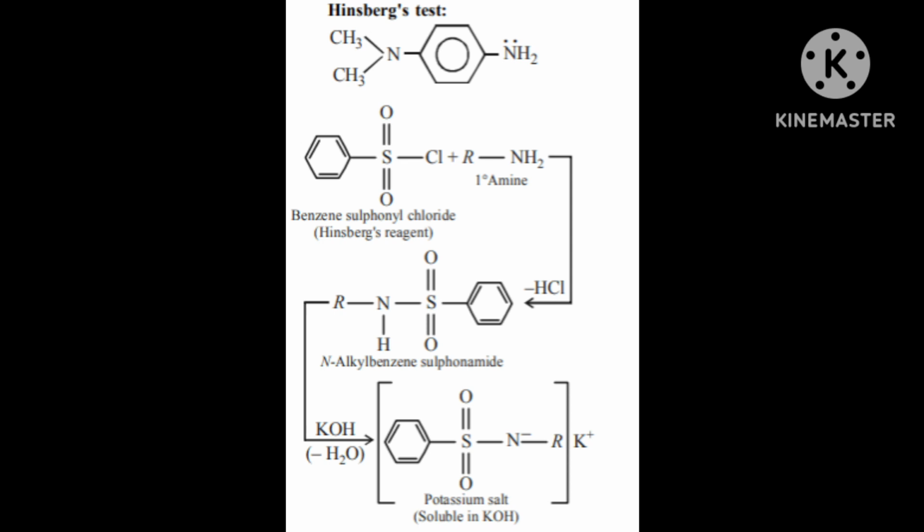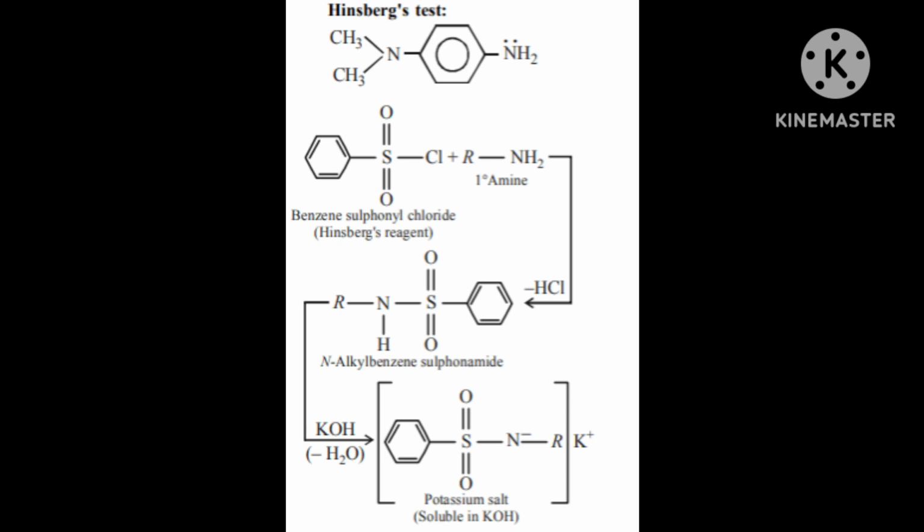But the main reaction is between H and Cl. Cl will go as Cl minus, H will become positive. From the amine, one hydrogen will go as H plus, N will become negative. Then this positive sulfur and negative nitrogen both will join, and all things will be as they are. The product name will be N-ethyl benzene sulfonamide. The other product is HCl. This compound, N-ethyl benzene sulfonamide, is soluble in alkali.